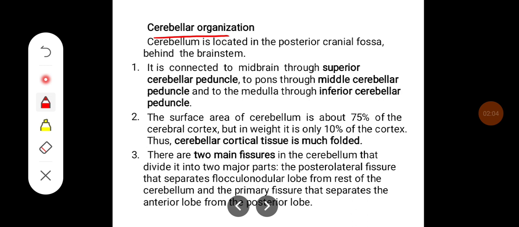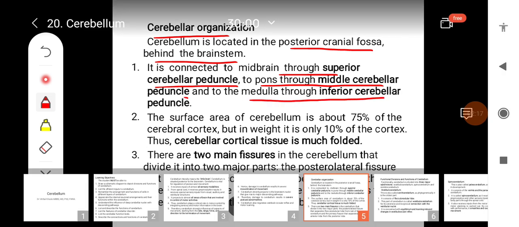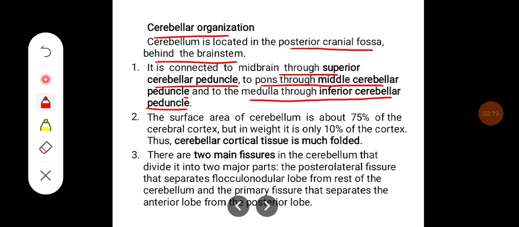Cerebellar organization. Cerebellum is located in the posterior cranial fossa behind the brainstem. It is connected to midbrain through superior cerebellar peduncle, to pons through middle cerebellar peduncle, and to the medulla through inferior cerebellar peduncle. The surface area of cerebellum is about 75% of the cerebral cortex, but in weight, it is only 10% of the cortex. Thus, cerebellar cortical tissue is much folded.